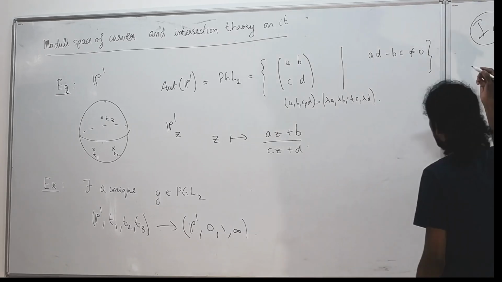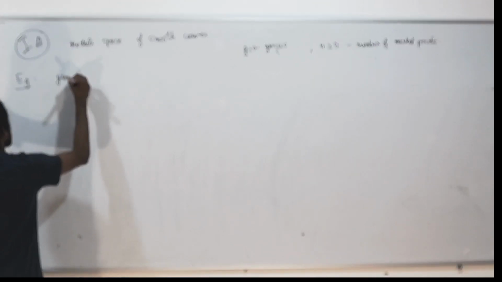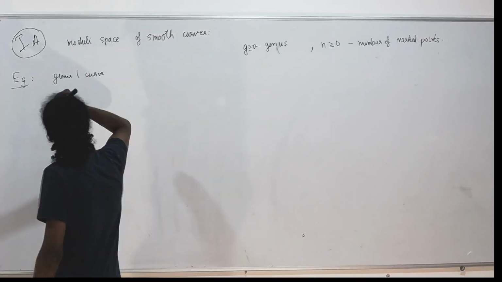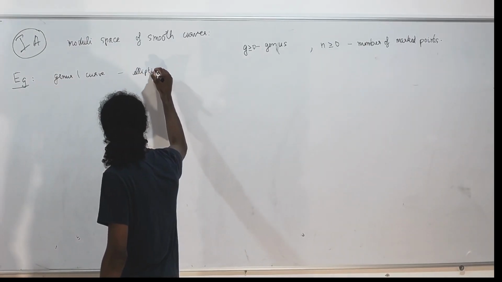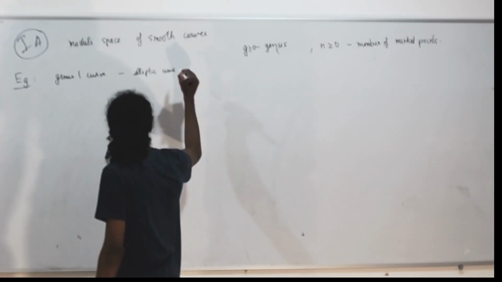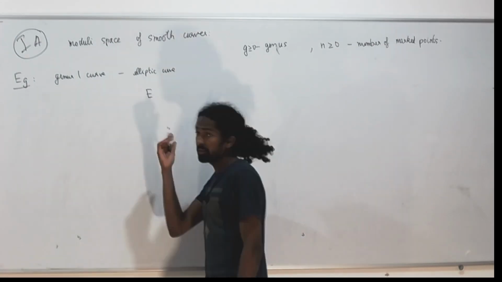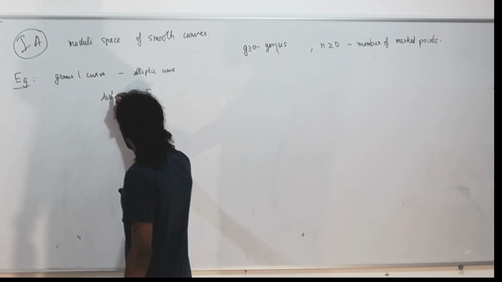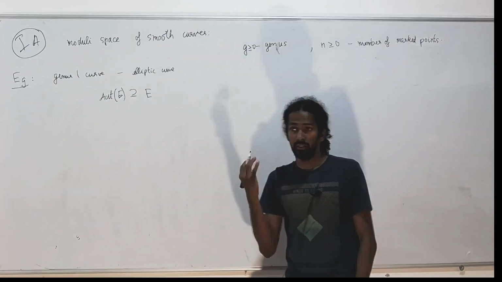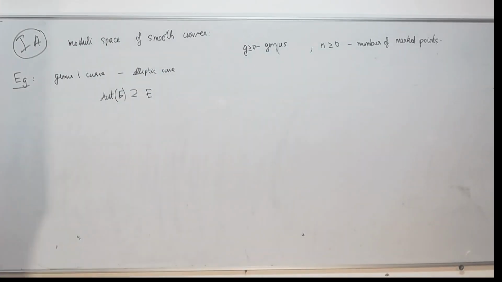Another example, a genus 1 curve. So it's a complex torus, an elliptic curve. The elliptic curve also has automorphisms, because the elliptic curve is a group, and the automorphism group of the elliptic curve at least contains the elliptic curve itself. It just acts by addition. So that's also infinite.